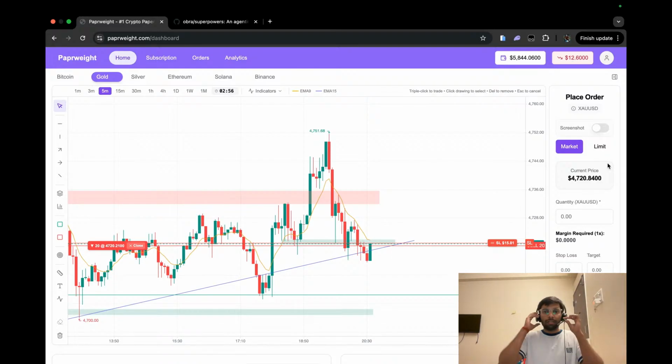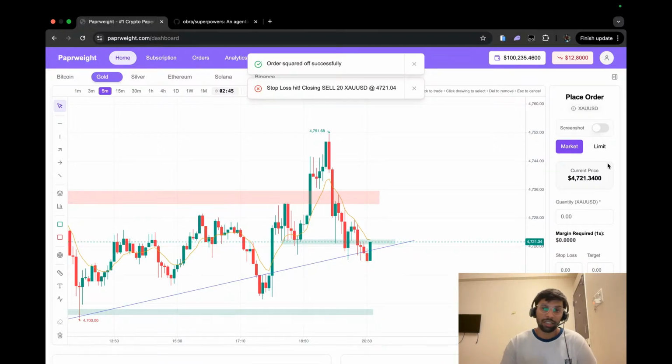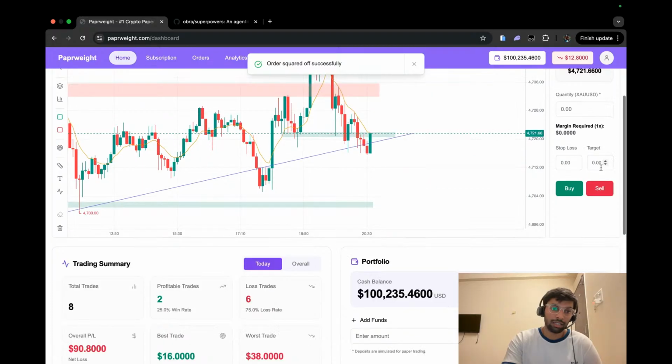This will take out our stop loss for sure. Didn't expect this much of a reversal. Yeah, stop loss has hit. Nothing is working out today, guys. Nothing is working out.